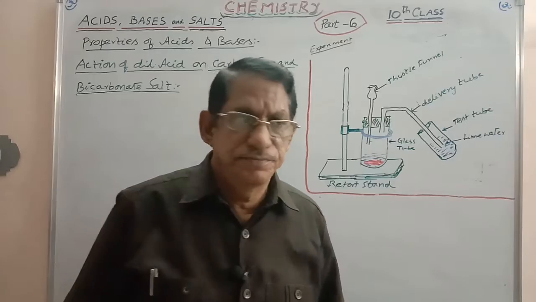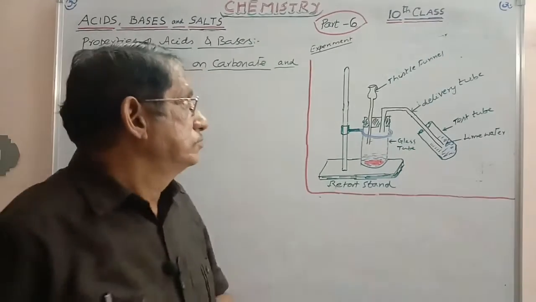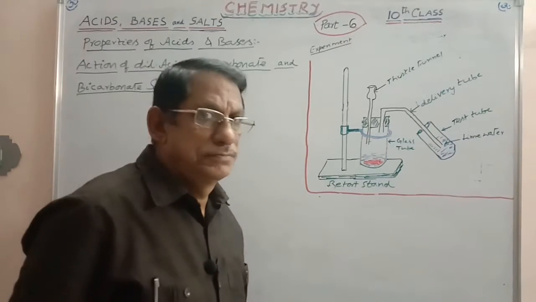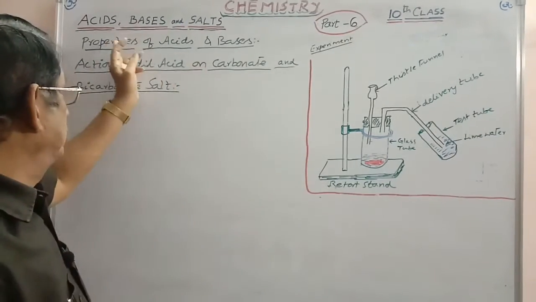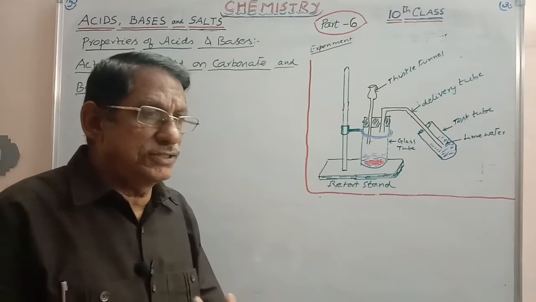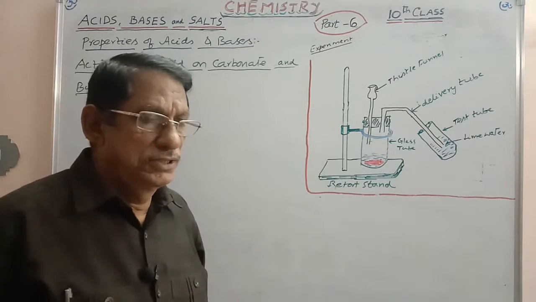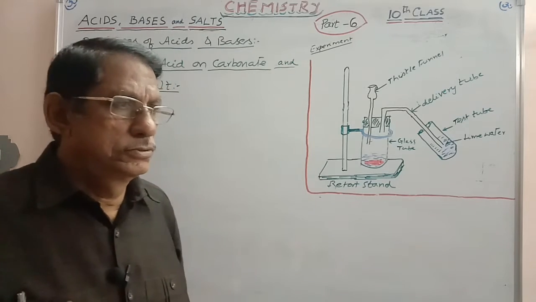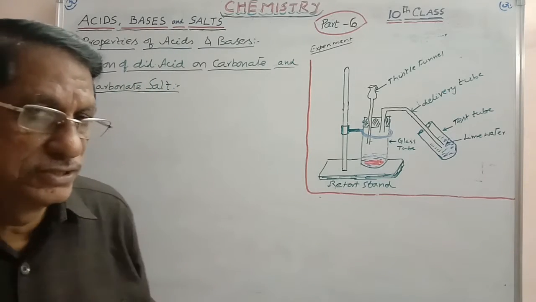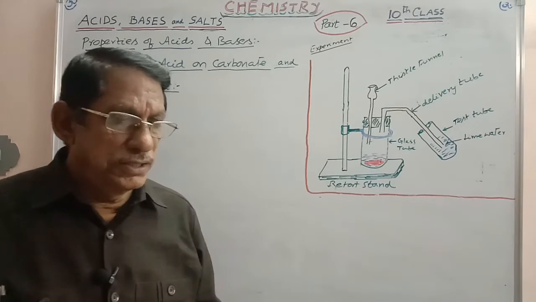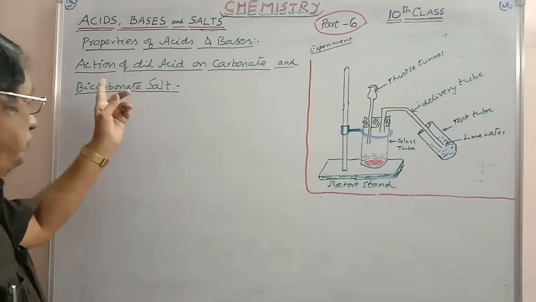In today's class, we are dealing with part number 6, lecture number 6 of acids, bases and salts. In particular, we are considering the properties of acids and bases. Many properties were already discussed, and now we are taking another property of acid which is not shown by base. That is, action of dilute acid.